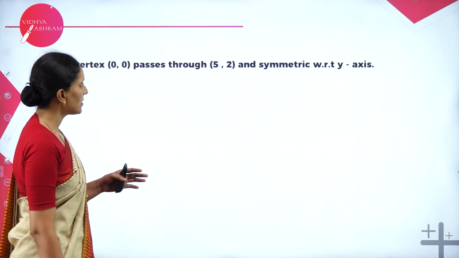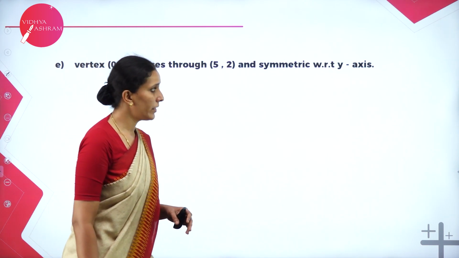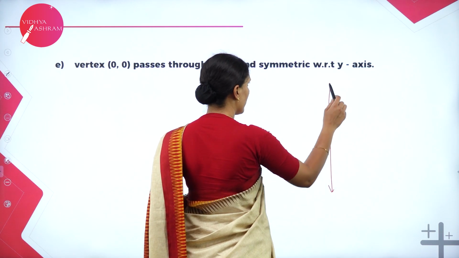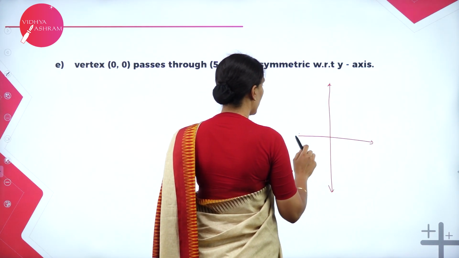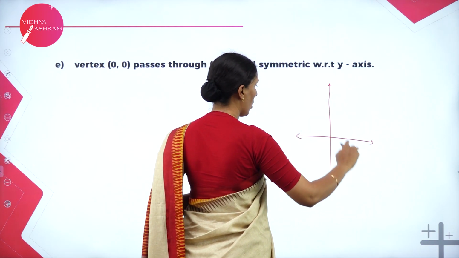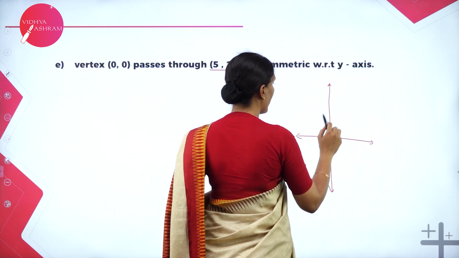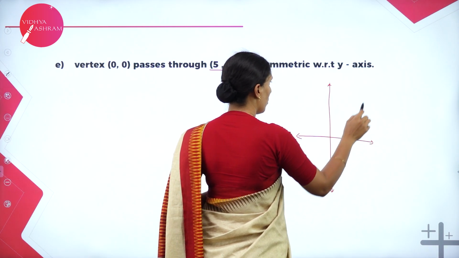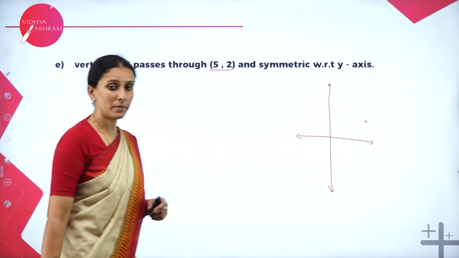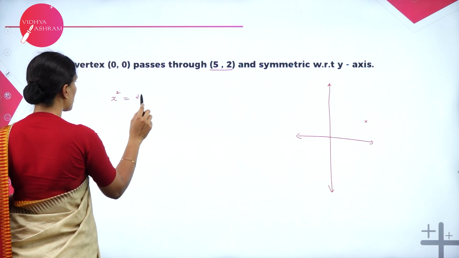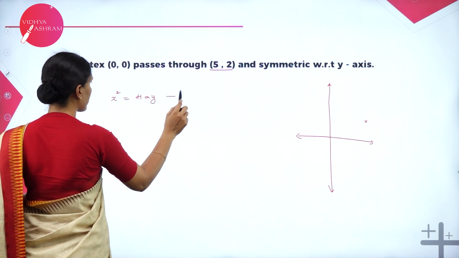Next one, passes through 5 comma 2 and symmetric with respect to y axis. So if this is your y axis, we have two cases. Either it should be upward or downward. It is passing through 5 comma 2 means somewhere here, 5 comma 2 somewhere here. Obviously it should pass like this. That means it should be upward parabola. So the equation should take the form x square is equal to 4ay.